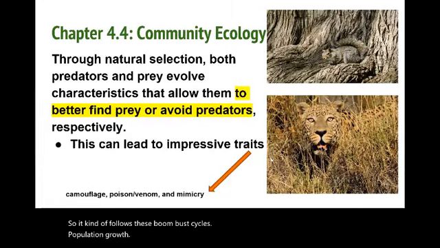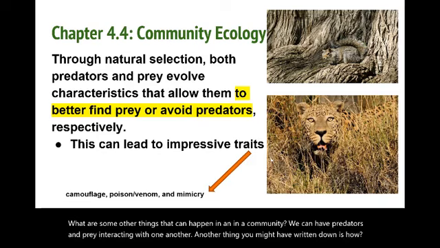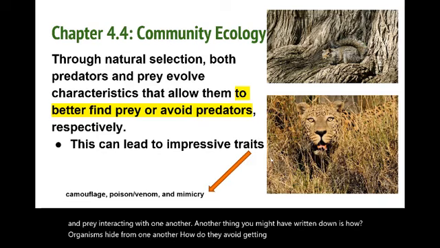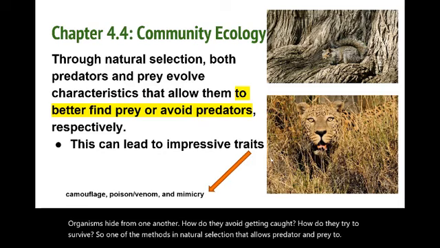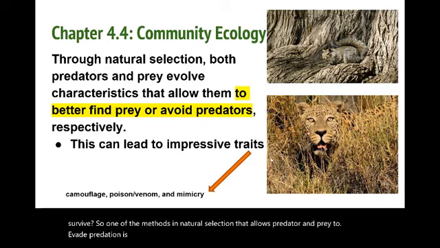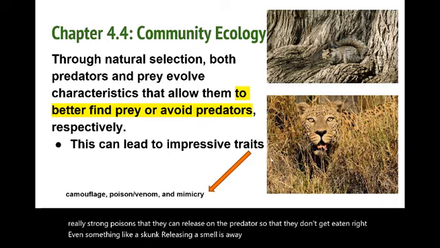What are some other things that can happen in a community? Well, we can have predators and prey interacting with one another. Another thing you might have written down is how organisms hide from one another. How do they avoid getting caught? How do they try to survive? One of the methods in natural selection that allows predator and prey to evade predation is by using really impressive traits, things like camouflage and mimicry, and having really strong poisons that they can release on the predator so that they don't get eaten, right? Even something like a skunk releasing a smell is a way to not get eaten by a predator.